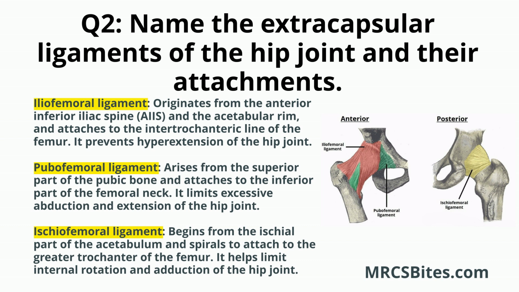Pubofemoral ligament, arises from the superior part of the pubic bone and attaches to the inferior part of the femoral neck. It limits excessive abduction and extension of the hip joint. Ischiofemoral ligament, begins from the ischial part of the acetabulum and spirals to attach to the greater trochanter of the femur. It helps limit internal rotation and adduction of the hip joint.